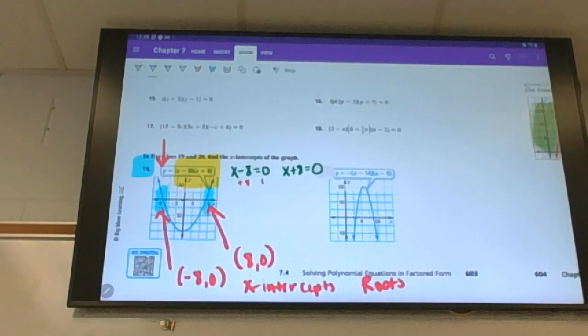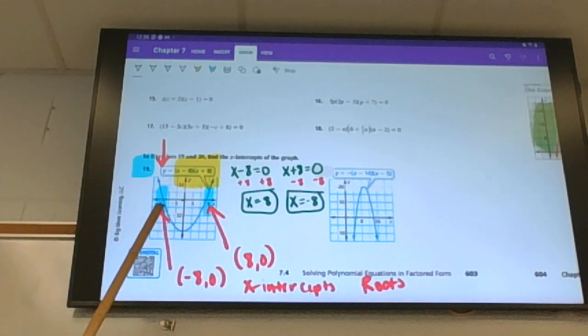And then you add 8, subtract 8. You get x is 8 and x is negative 8. And so what you should know, which I don't think many of you do, is that the zero product property, when you have two answers, means you're looking at two x-intercepts. Now what you're getting ready to do is solve parabola equations.